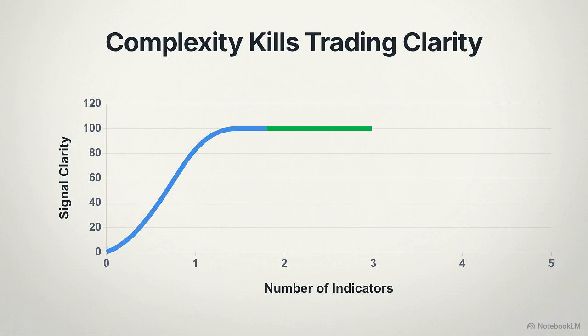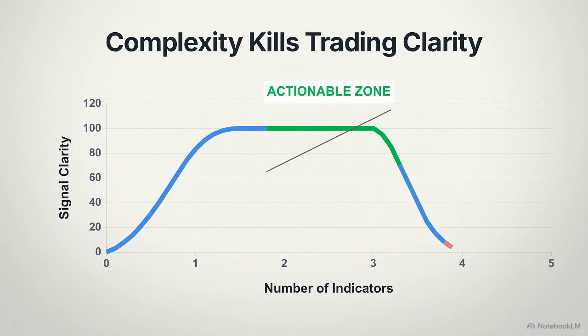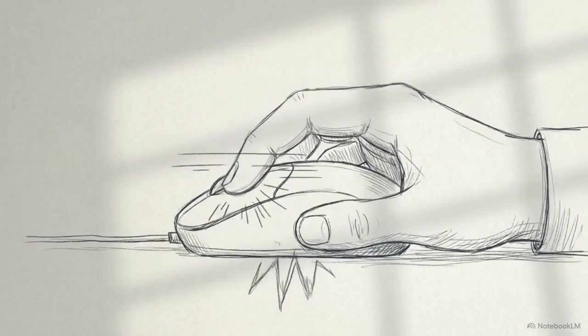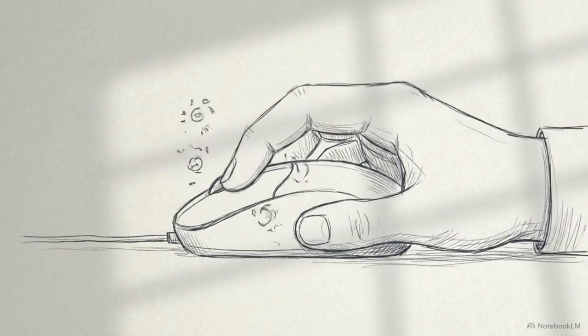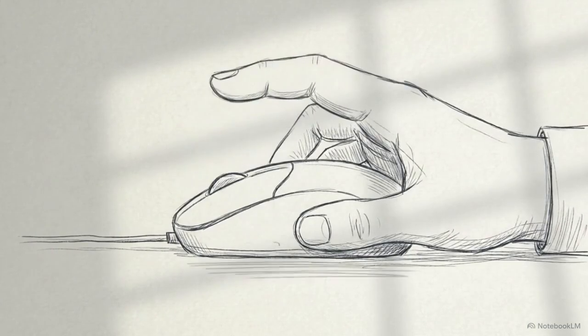signal clarity. The peak of this curve is the actionable zone. Your highest level of clarity maxes out at exactly 2 to 3 indicators. Past that peak, the curve drops off steeply into the bottom right quadrant, a state of analysis paralysis. Introducing a fourth or fifth indicator mathematically guarantees that you will receive contradictory data points in real-time trading. The pursuit of perfect multi-indicator confirmation backfires. It costs you the confidence required to pull the trigger on a trade.